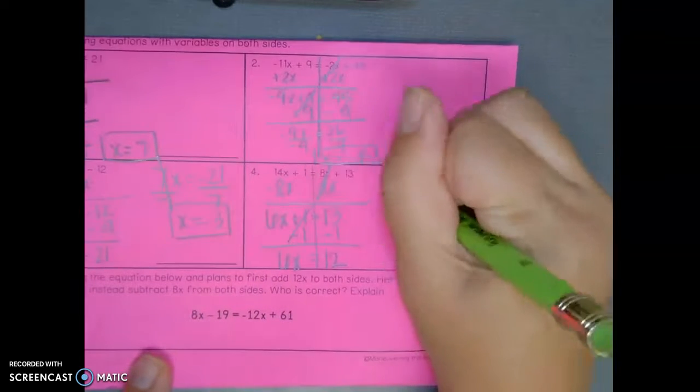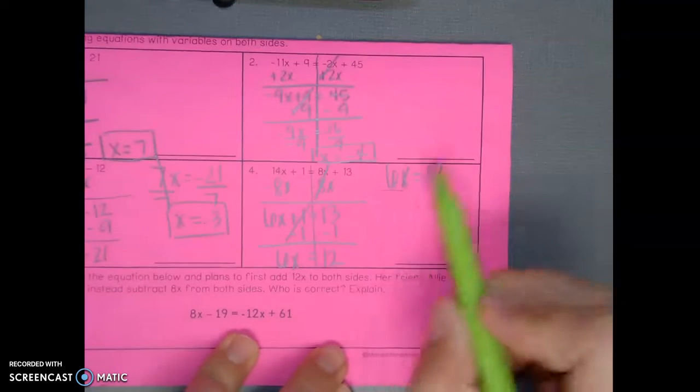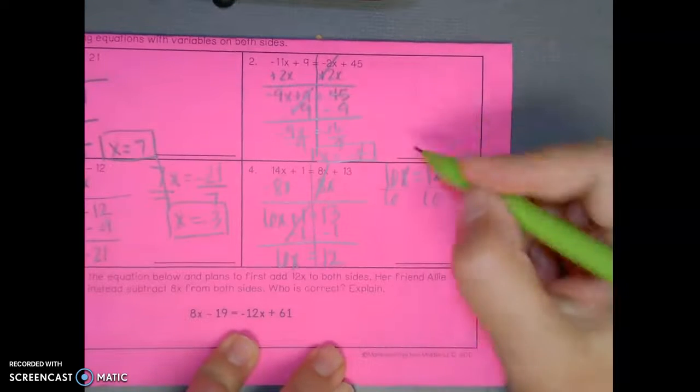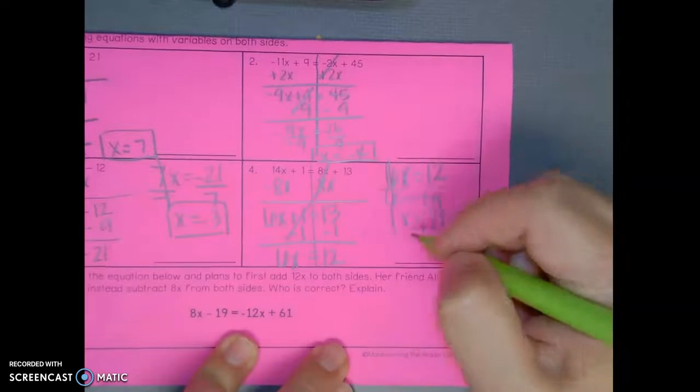I'm going to go ahead and rewrite this step over here just for the sake of room. So 6x is equal to 12. Now this is just a one-step equation. Divide both sides by 6. That will give you x by itself, and x is equal to 2.